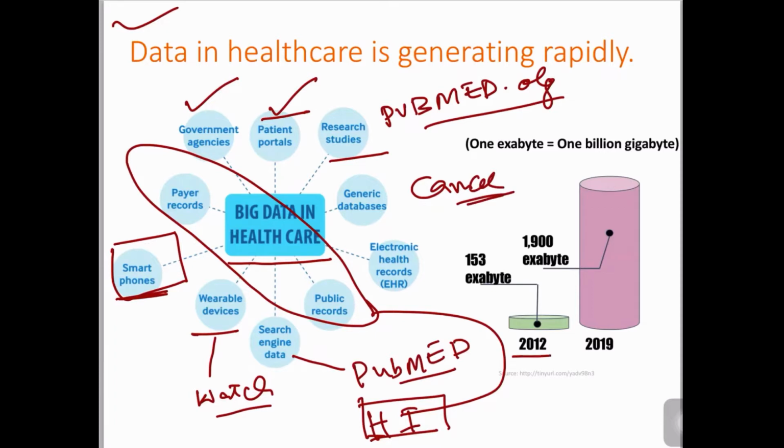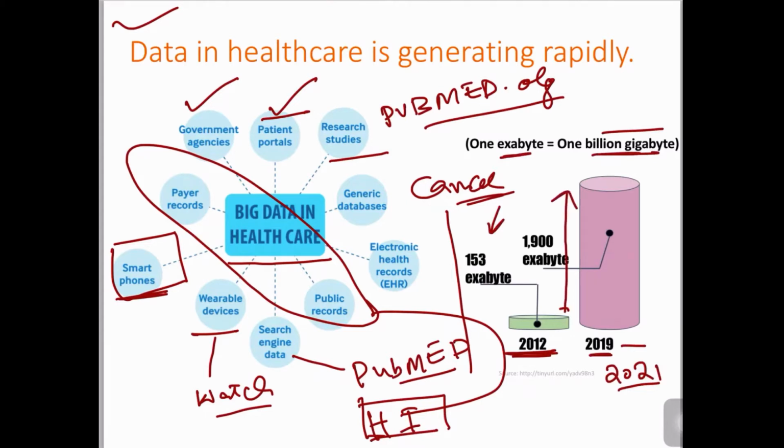If you look at this slide which I would like to show you, the data in 2012 was 153 zettabytes. By the way, 1 zettabyte is equal to 1 billion gigabytes. It's a lot of data. In 2019, even now I don't have updated figures because they release the figures every 3 to 4 years, we have 1900 zettabytes of data. So you see how rapidly, in 7 years, we have this increase in data.